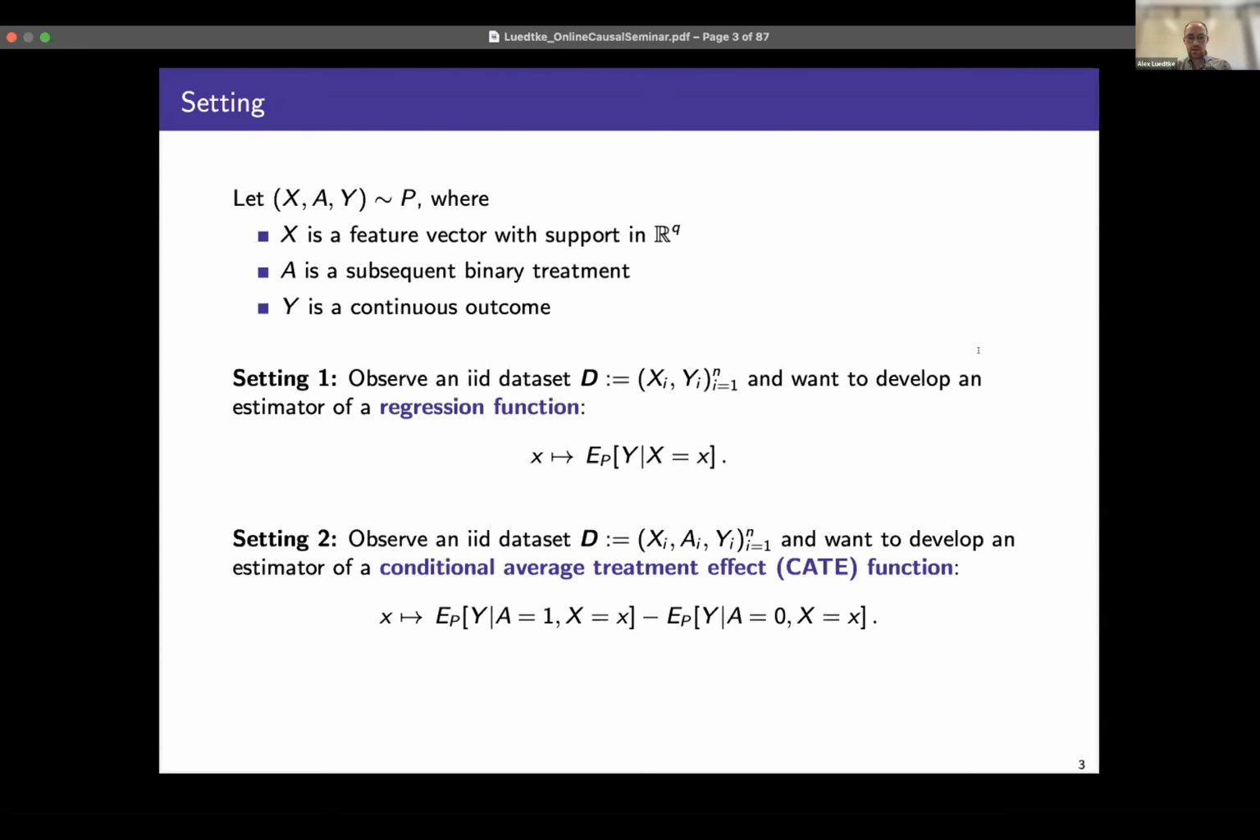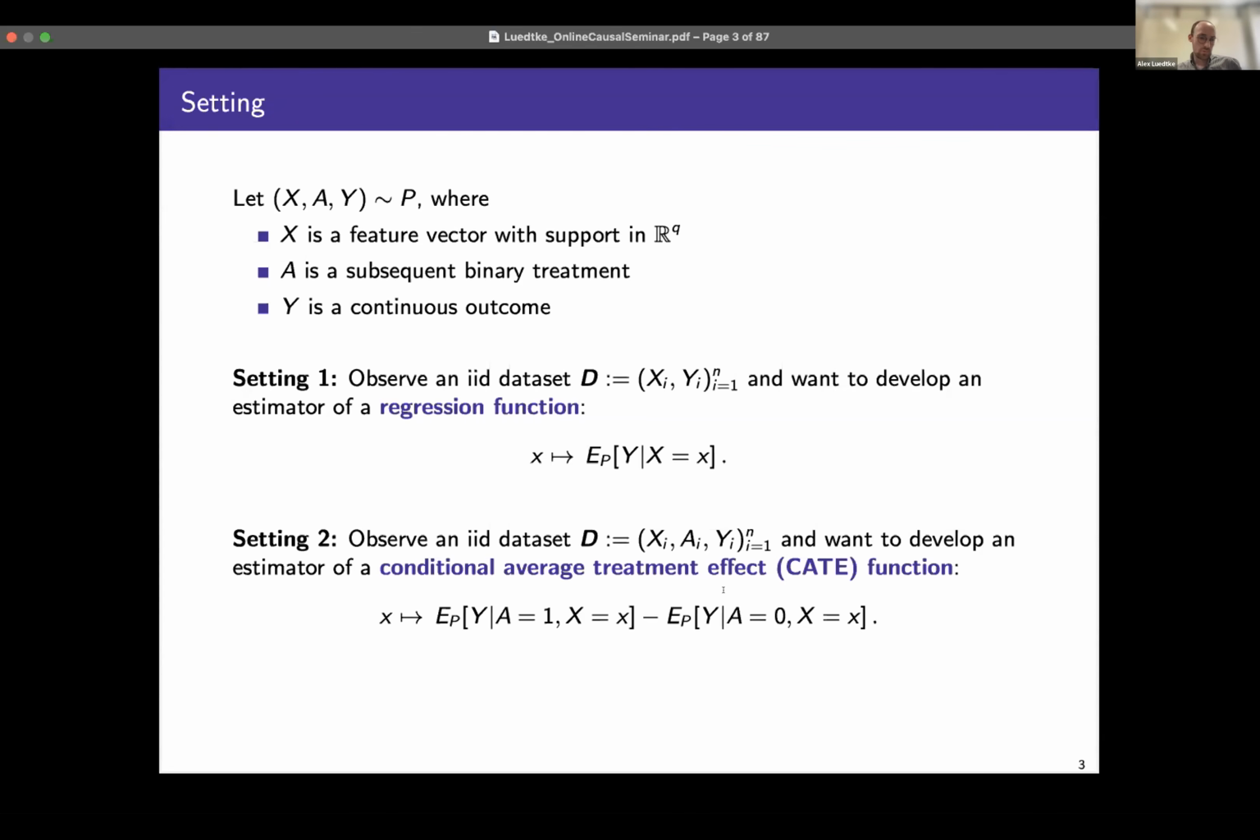So in the first setting, it's regression estimation. The data set doesn't have treatment in it, but it has n IID draws of features and outcome. And we just want to estimate the usual regression function in this context. And in the second setting, it's conditional average treatment effect estimation. We observe the same data set as before, except on each individual we also get to see a treatment indicator. And we want to estimate the conditional average treatment effect function. I've written it here in terms of observables: the mean of Y given A is 1, X, minus the mean of Y given A is 0, X. We want to estimate that thing as a whole function of the feature.